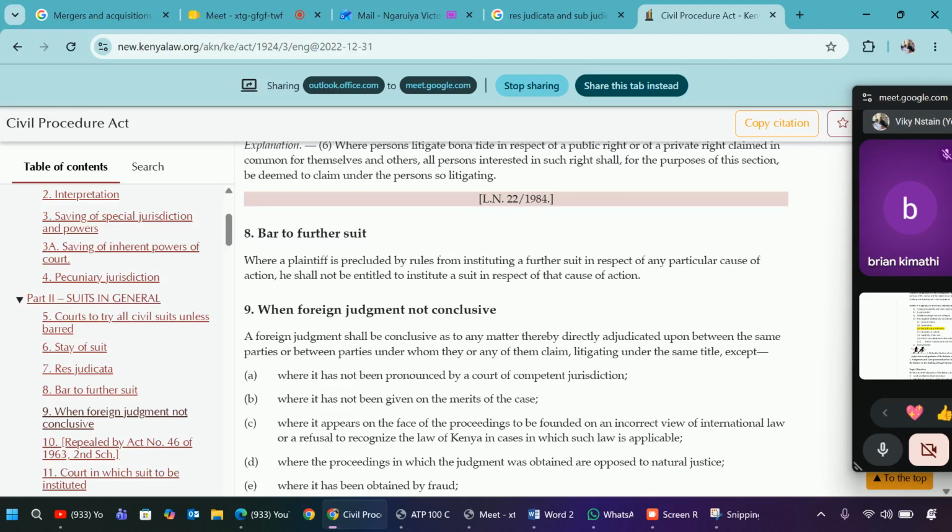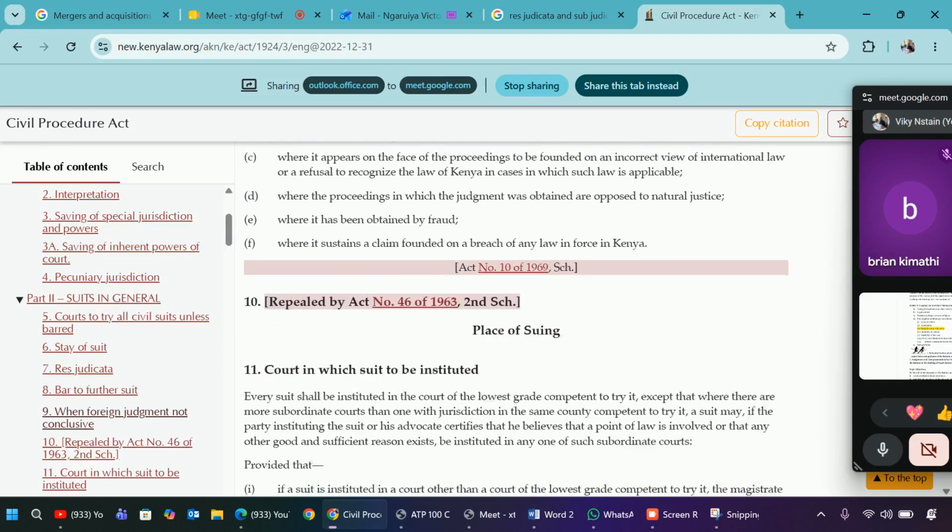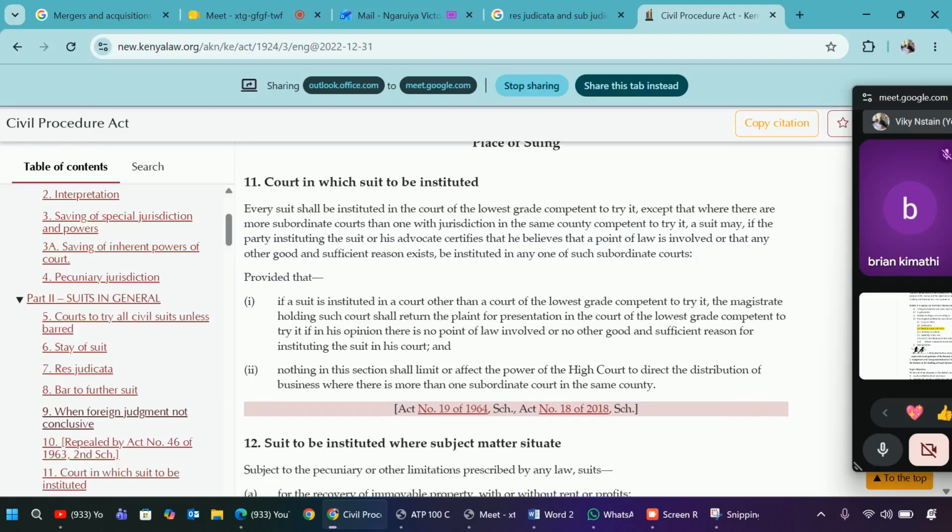So there is a bar to further suit pursuant to section 8, where the plaintiff is precluded by the rules from instituting a further suit in respect of any particular cause of action. He shall not be entitled to institute a suit in respect of that cause of action.